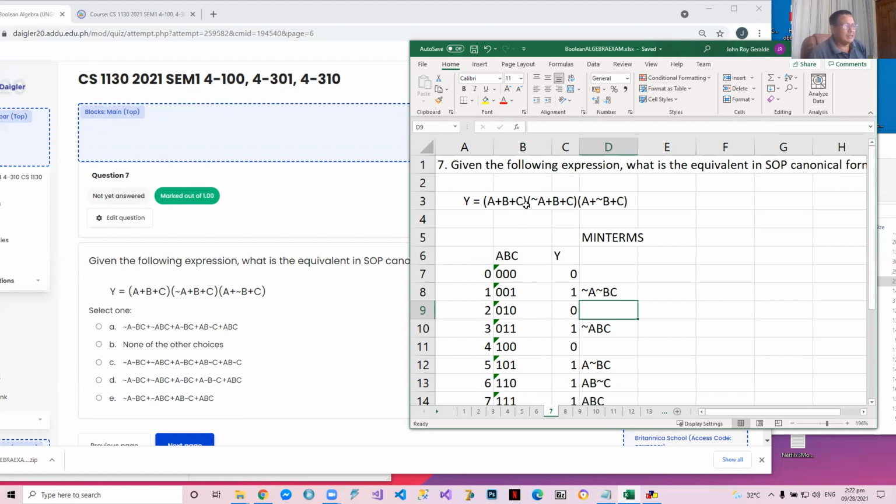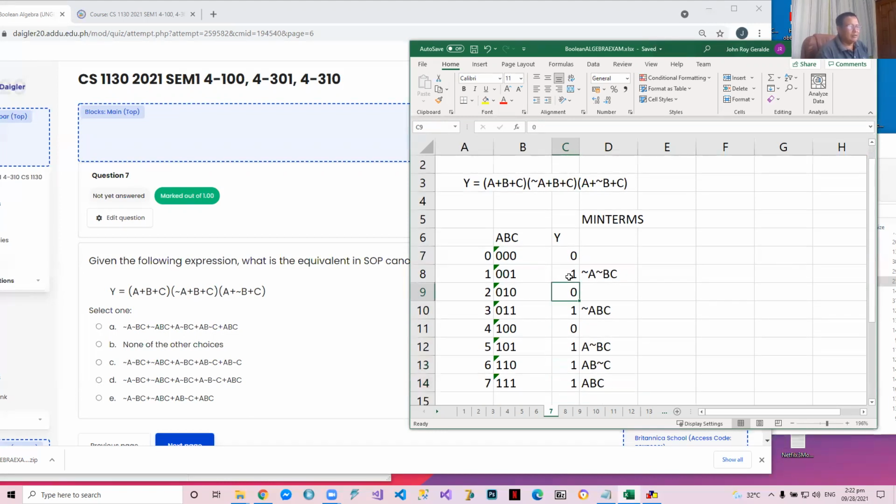A plus B plus C, not A plus B plus C, and A plus not B plus C. These are max terms. So we know them to be this row, and this row. There are only three of them. Okay, this zero, this. And all the rest we mark as one. Then we pick the rows that are ones. So this is 001, so this is not A, not B, C. And this is 011, so this is not A, B, C. This 101, so this is A, not B, C.